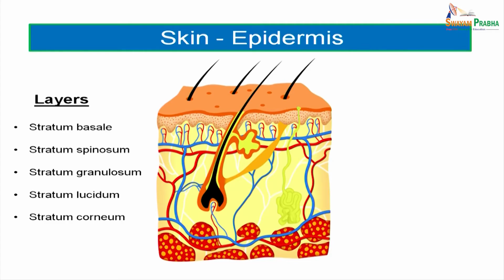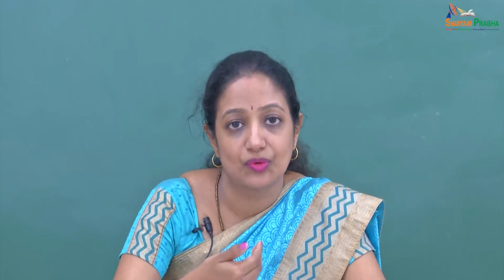And here, as the name suggests, the cells have typical granules in them. And what are these granules made up of? They are keratin granules. So, when we are talking about these granules, we have to talk about a little bit about the keratinization process as well.